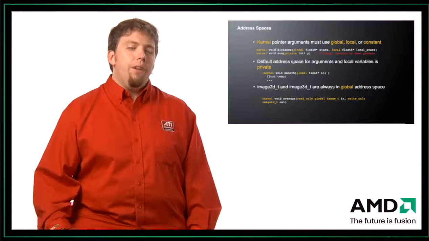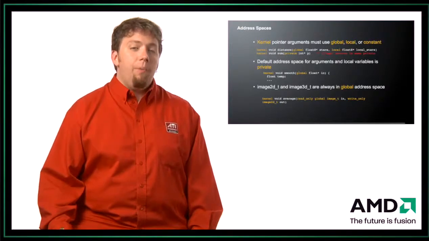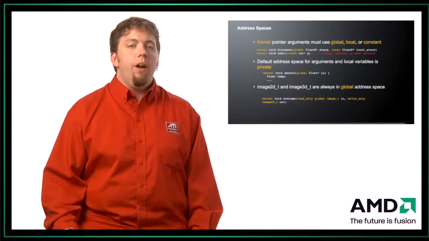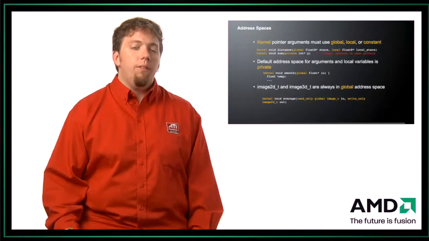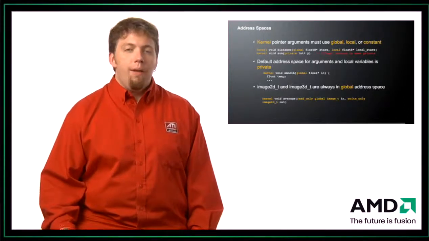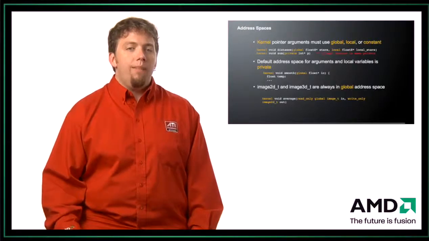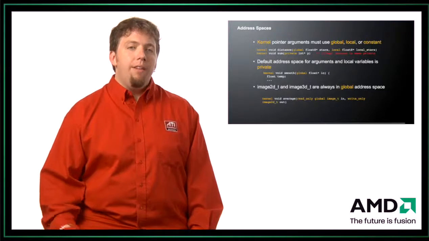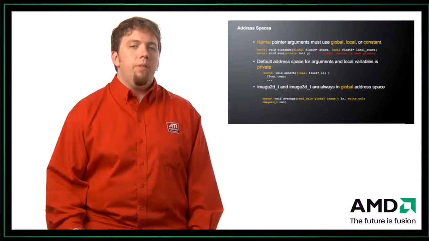One gotcha that you're going to run into here is that the default address space for arguments and local variables is private. Whenever you pass in an argument and you don't specify something, it'll default to private. This is a common mistake that everyone makes: they forget to specify the specific memory space that they want for an argument. That argument defaults to private, and then bad things happen because that is not allowed.